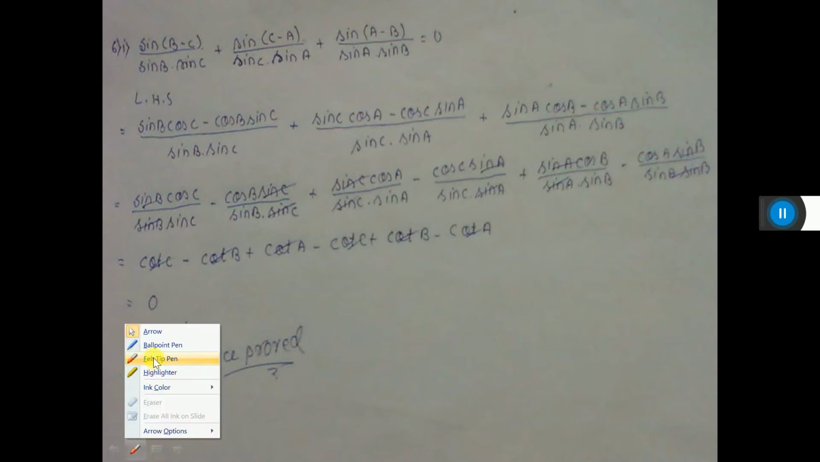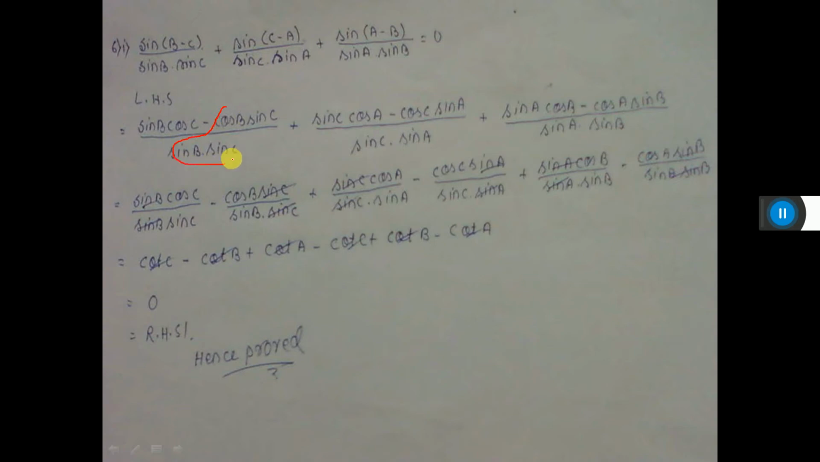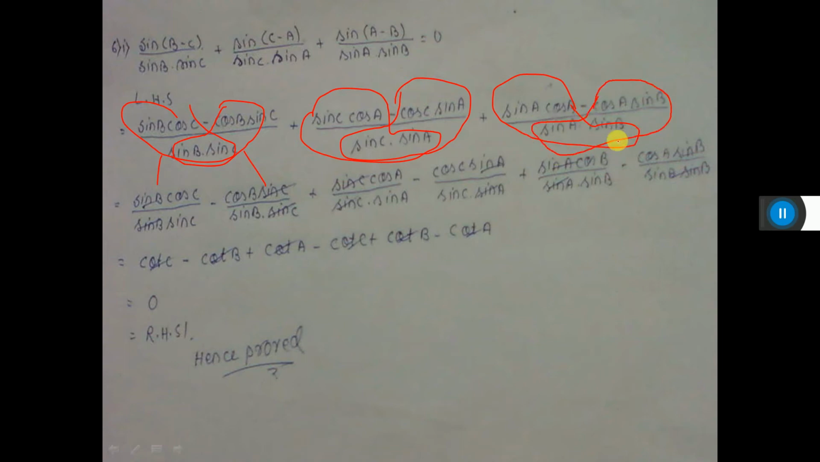Then do this by this. This by this here, and this by this here. Similarly do this by this here minus this by this here. Similarly you separate this one and this one here, and this one and this one here.